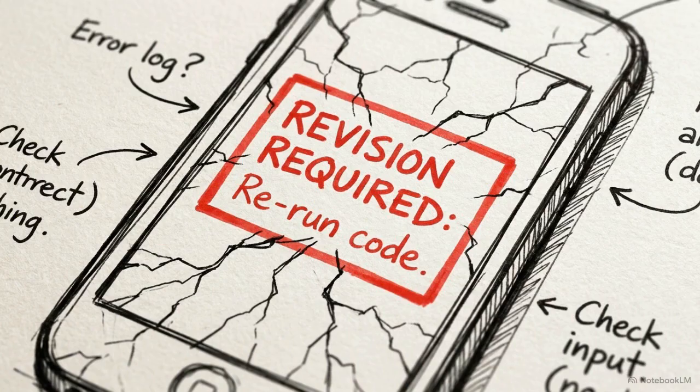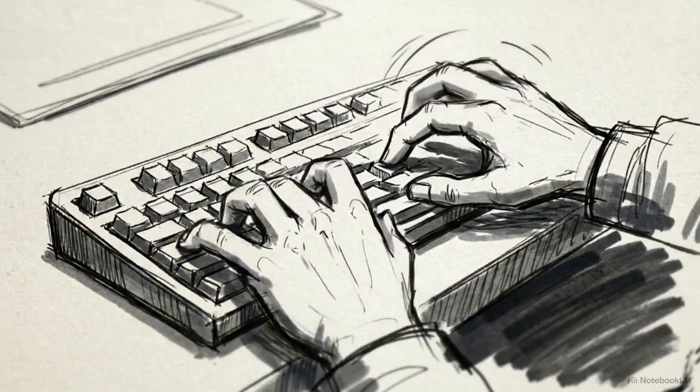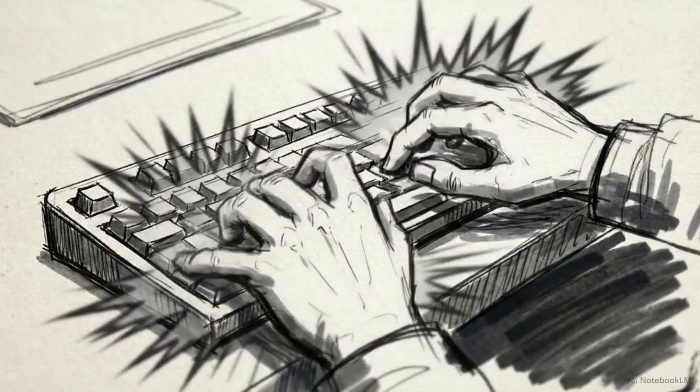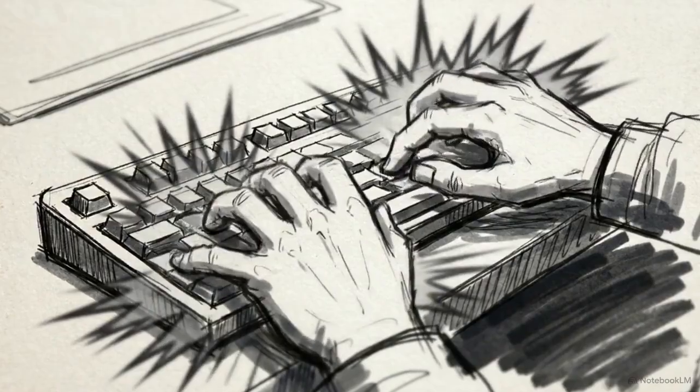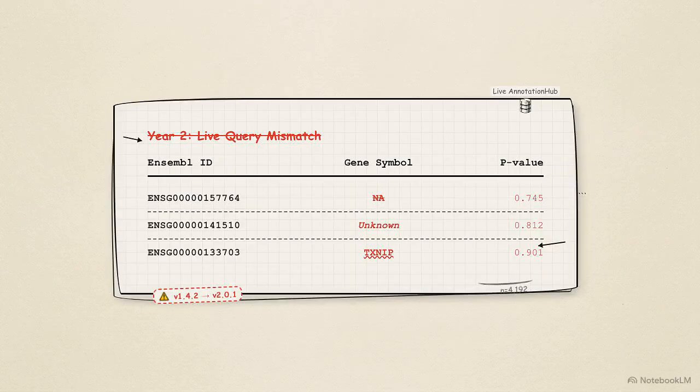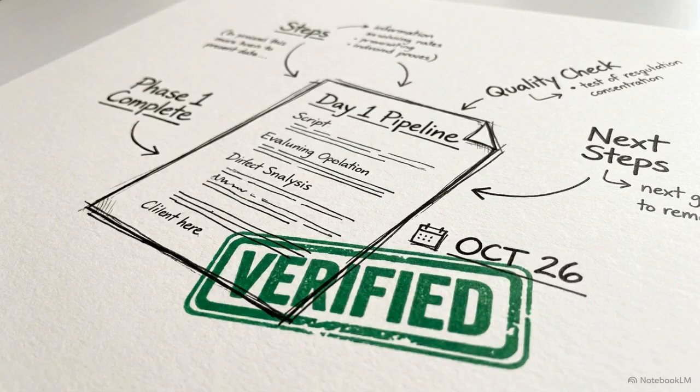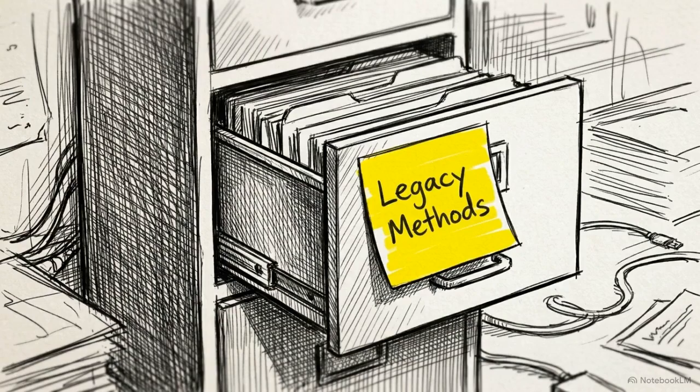If you use an unstable method, you face a serious problem during peer review. 3 years from now, a reviewer will ask you to rerun the code. If your script pulls from an updated database, your exact p-values and gene lists will change, and your original results will be lost. The annotation tool you integrate on day 1 dictates the lifespan, auditability, and scientific validity of the entire project. Let's look at the first option, legacy lookups.